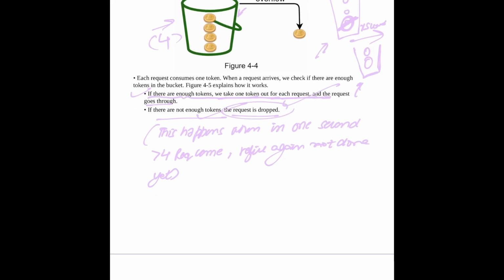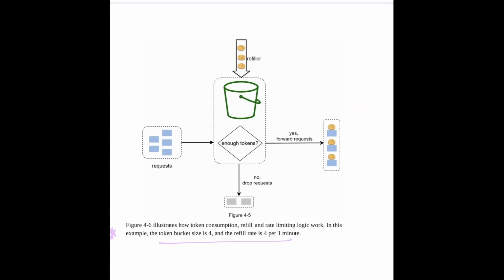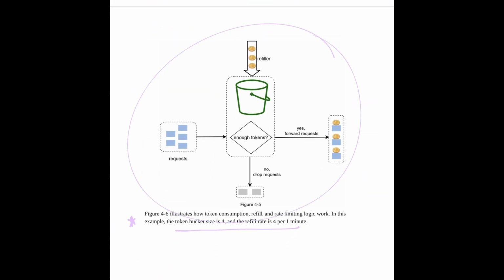So when will a request be dropped? This request will be dropped when, in a time that's less than 1 second, more than 4 requests come. Because the refiller does refill after every 1 second, right? So when will this case happen? The refiller has already refilled at timestamp t0, but more than 4 requests have come between t0 and t0.01, so the bucket is empty before the refiller refills again. So yeah, that's the design of this. A set of requests, each request comes through, it checks, does the bucket have a token? If yes, the request goes through. If no, the request is dropped.